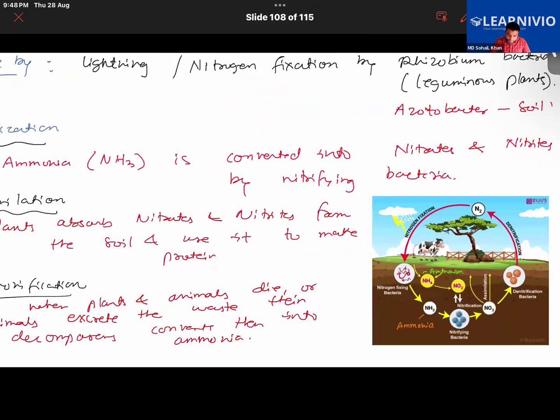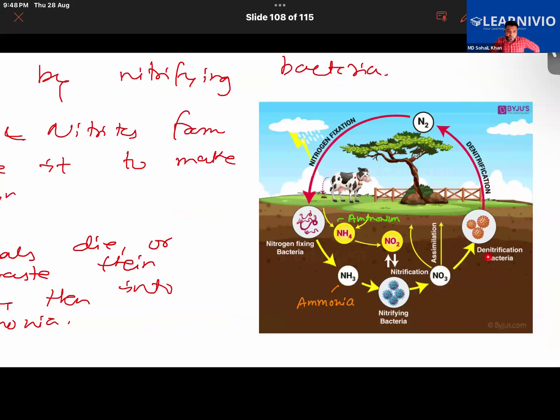After this, look at denitrification here. There are some bacteria which convert this nitrate back into atmospheric nitrogen. So nitrogen is now returning back to the atmosphere from the soil. Earlier, this atmospheric nitrogen was being absorbed into the soil either via lightning or with the help of nitrogen fixing bacteria like rhizobium.